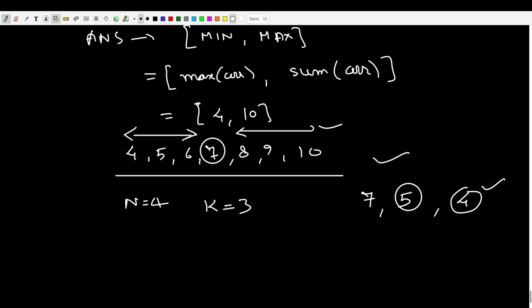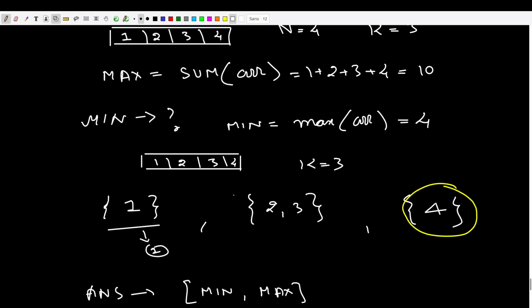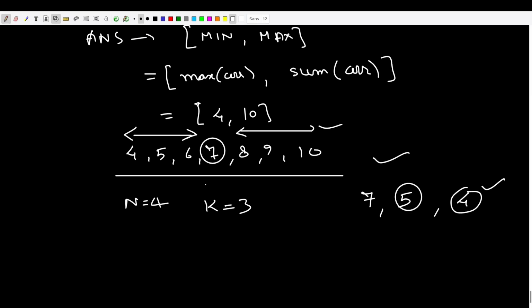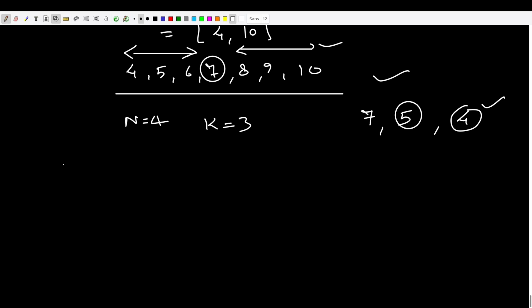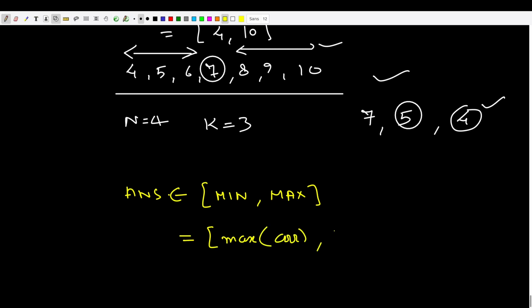And how we are going to check whether 7 is satisfying the condition of the problem, we will also see. But for now, the first concept which we need to understand is, let me just write it down, our answer basically belongs to the range of minimum to maximum. And what is this range? This is basically max of array and sum of array. All right, so this is something which we need to understand.